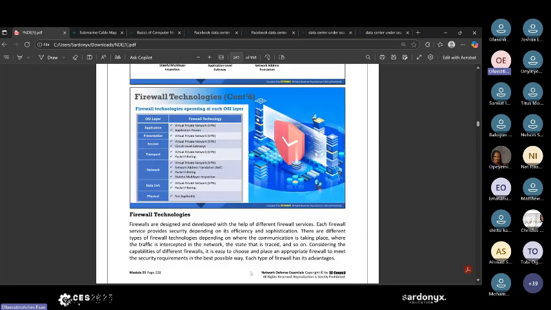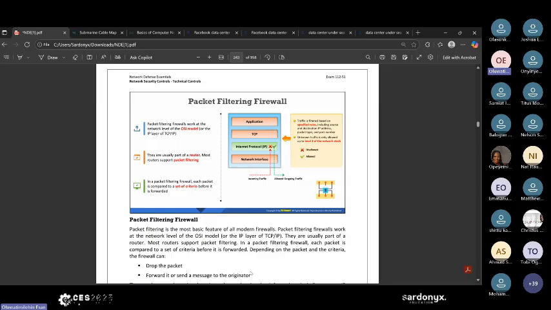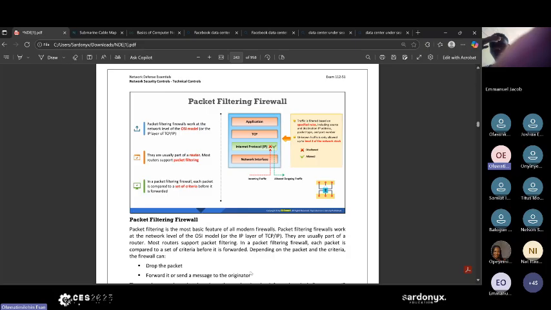Let me tell you that packet filtering works at the network layer, not at the transport layer. So I'm rephrasing it now: packet filtering works at the network layer because the filtering is based on IP and ports. So just like you have there, it works at the network layer of the OSI model.